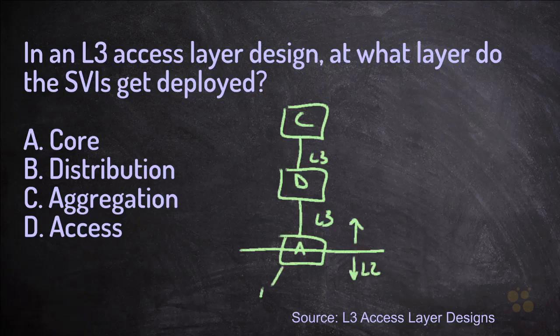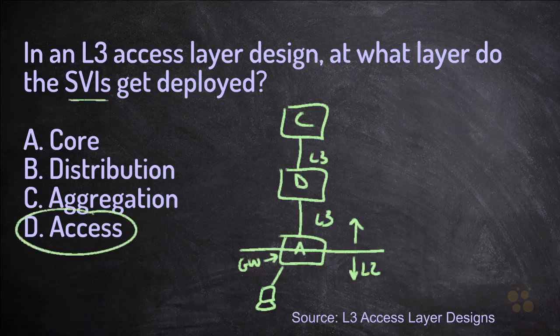And because of this, our clients are still going to connect in at layer 2, but the default gateways, which typically reside up here in the distribution block, can no longer do so. They need to reside right here in the access layer. And because we use those SVIs as the default gateways, that would make our answer D.